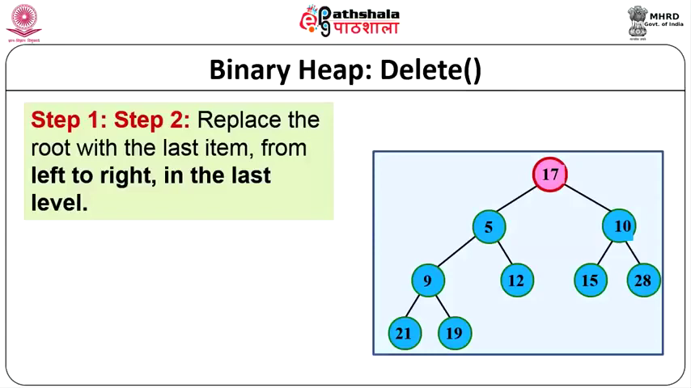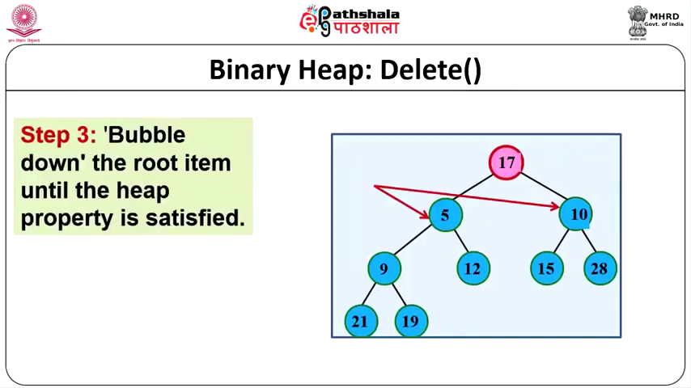Because you have an item or key which is more than the children, and we want it to be less than the children. So, it does not satisfy the property. Now, what do we do? You have to bubble it down. So, bubble down the root item until the heap property is satisfied.